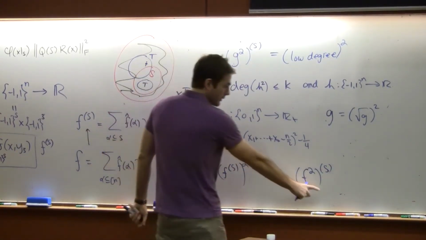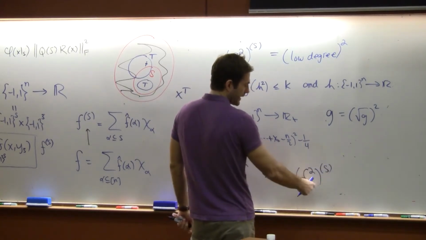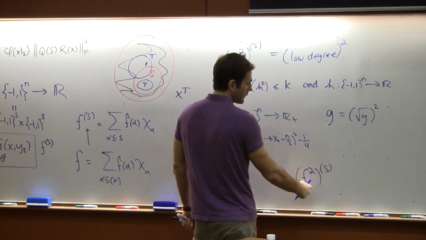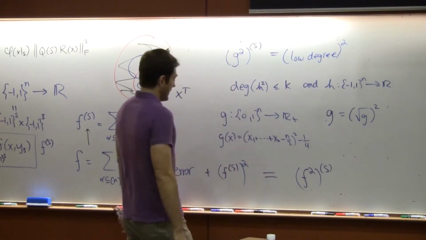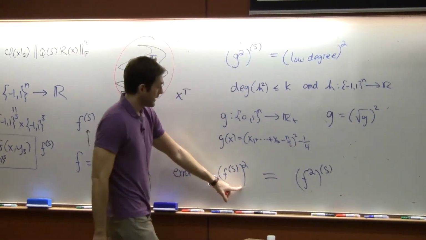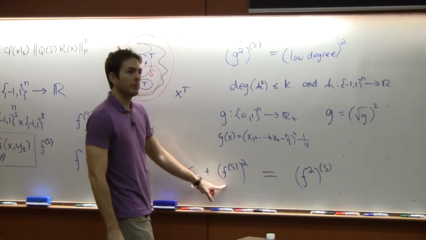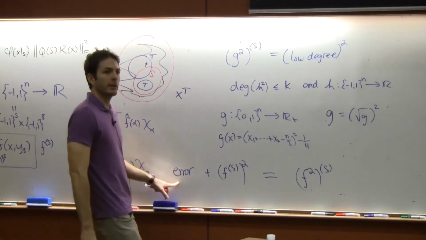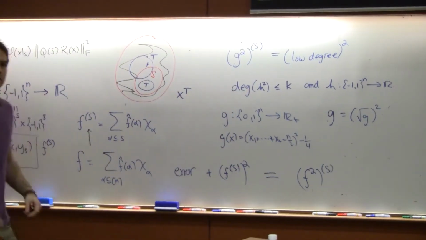So this is what we can do. This is what happens. We average over everything outside S. We take a medium degree square, average outside S. It turns out that this is the square of the low degree part plus some error, and the error is what comes into the bound down there.